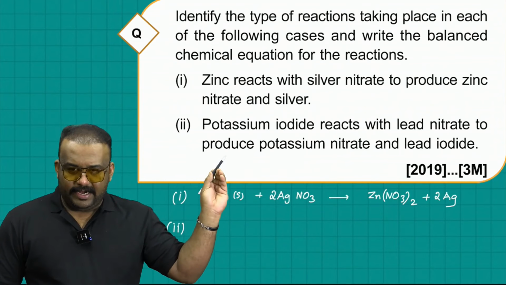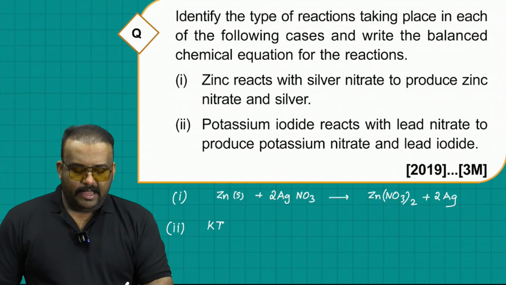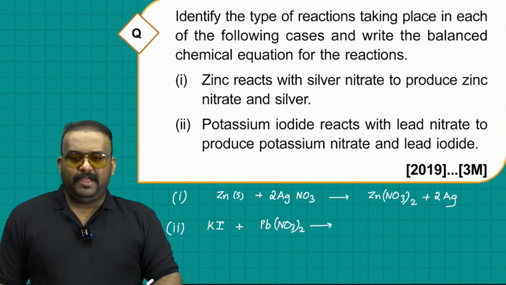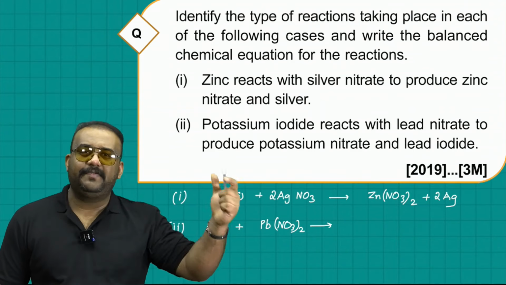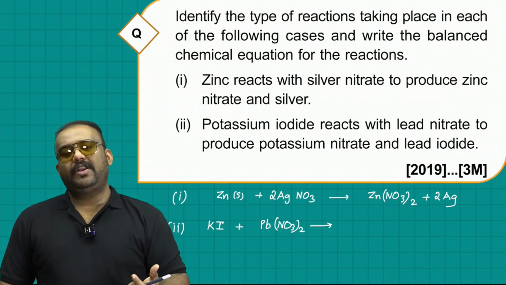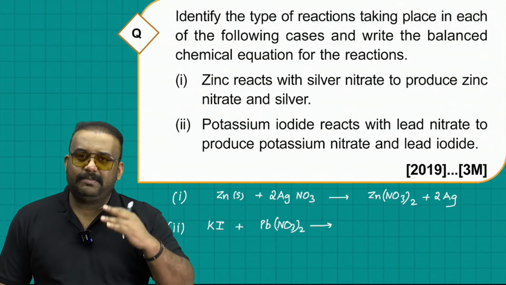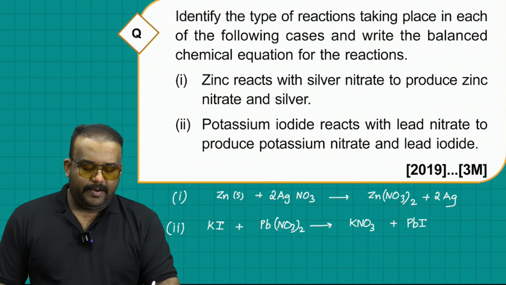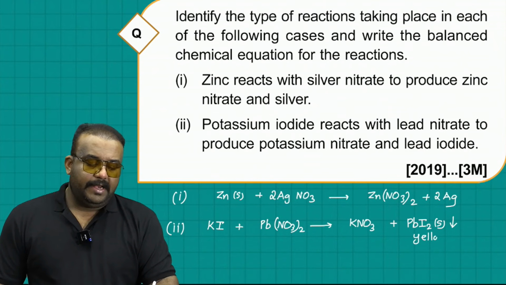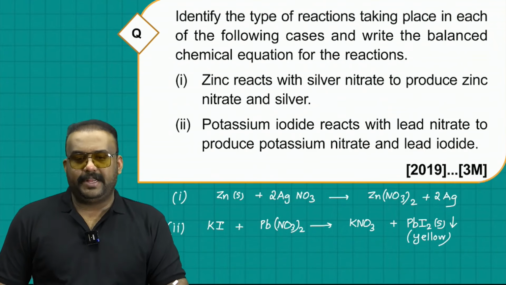See, potassium iodide, which is KI, reacts with lead nitrate. Lead nitrate is Pb(NO3)2. So what will happen here? We are mixing two salt solutions, right? Aqueous potassium iodide mixed with aqueous lead nitrate. So what will happen? We learned that there will be a double displacement reaction happening, and the result is we get potassium nitrate plus lead iodide. Lead iodide is insoluble in water, so it will precipitate, and you know that it is a yellow colored precipitate.